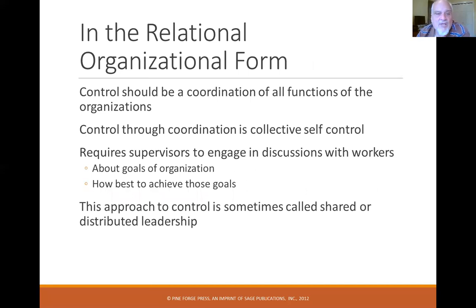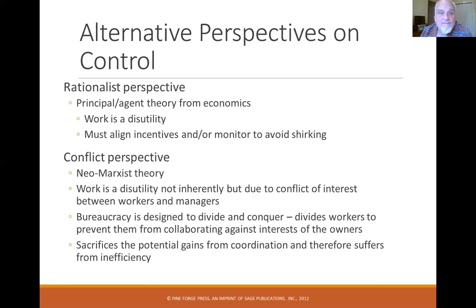In the relational organizational form, okay, control should be the coordination of functions, the coordination of collective self-control. Supervisors have to really have discussions about the goals and the best way to achieve those goals. And those discussions are not top-down. They're not one way. They have to be reciprocal, relational form. It's called shared or distributed leadership. So if you're looking up, you may see those terms in some of these articles.